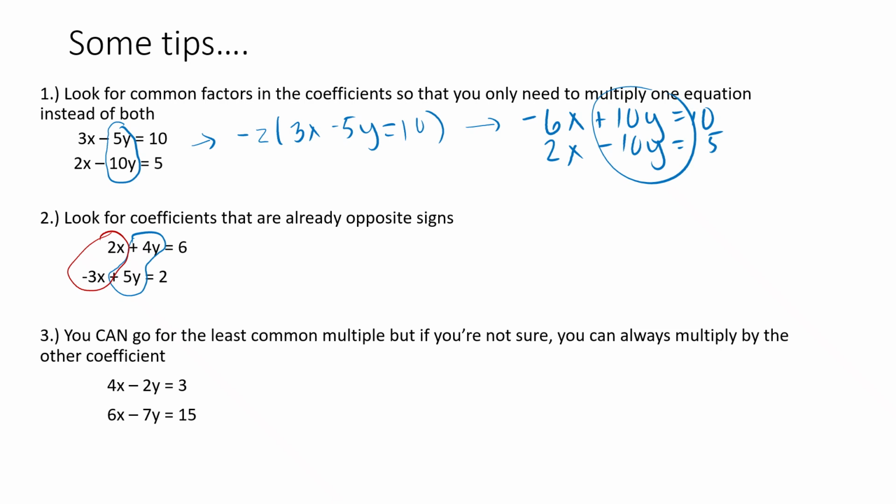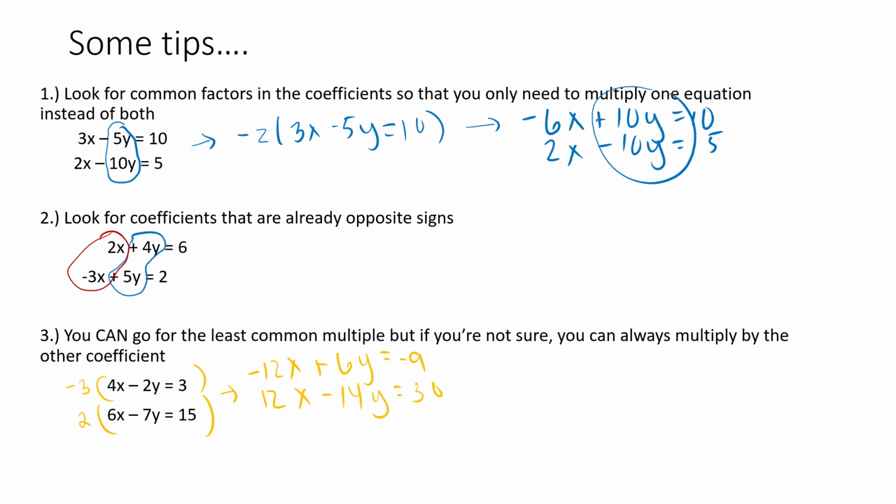So what I mean here is looking at the 4 and the 6. The least common multiple between 4 and 6 is 12. And so your best bet for multiplying these would be to multiply by something that's going to get you a 12. So say a -3 and a +2. So that would give you -12x plus 6y equals -9, and +12x minus 14y equals 30.